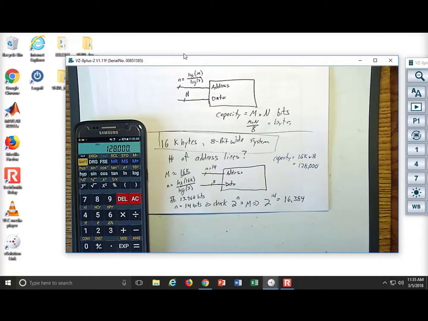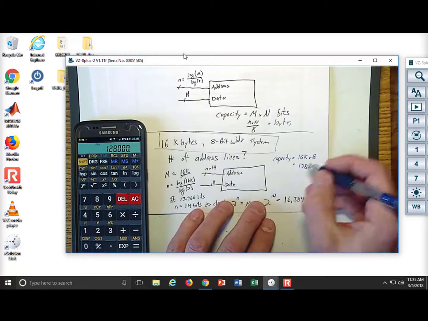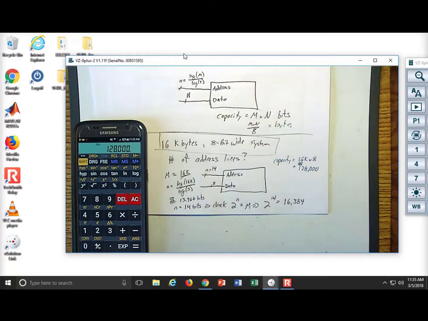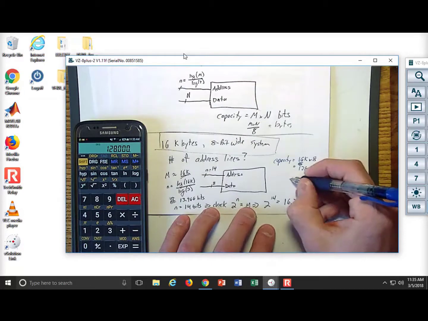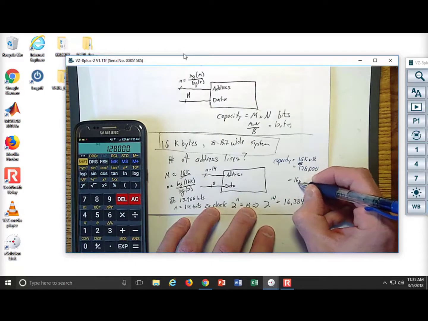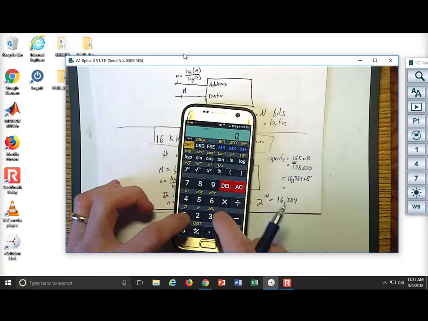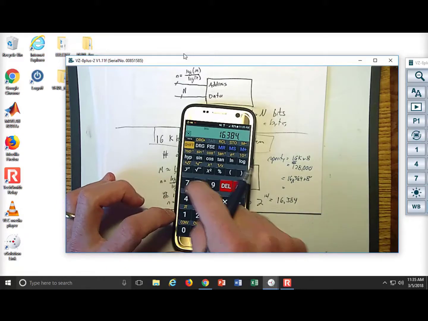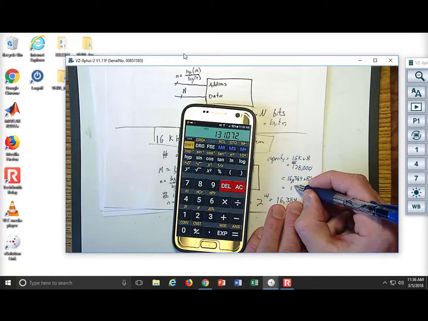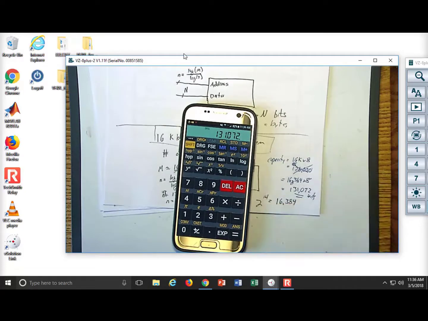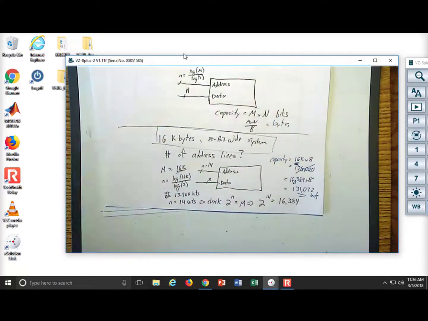Wrong. Okay, now why is that wrong? Because when you do the calculation, the capacity is not 16K exactly. 16K is how we talk. So the capacity is actually going to be 16,384 times 8. That is actually equal to 131,072 bits. You see the subtle difference there? The way we talk is not the way we do the math once you start getting to these big numbers. Feel good? Okay.